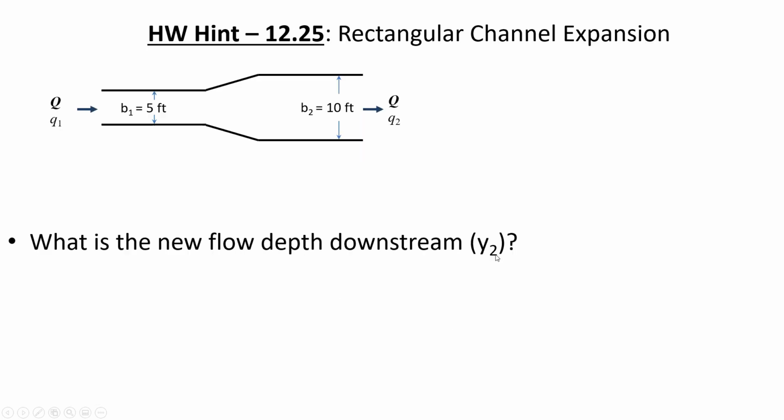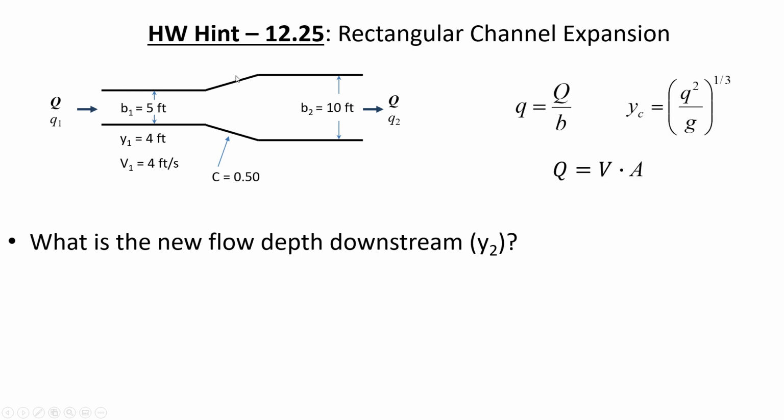One more hint on the homework. This is for problem 25. So you have an expansion in this problem, and it's asking you to find the new flow depth downstream. Initially there was one flow depth, and there's going to be a new flow depth when the channel gets wider. The given conditions were that we knew the depth was 4 feet, the velocity was known, so everything you'd need to calculate the specific energy at 1 is given. And they also mentioned that there's an expansion coefficient, that you're losing some energy as the channel expands.